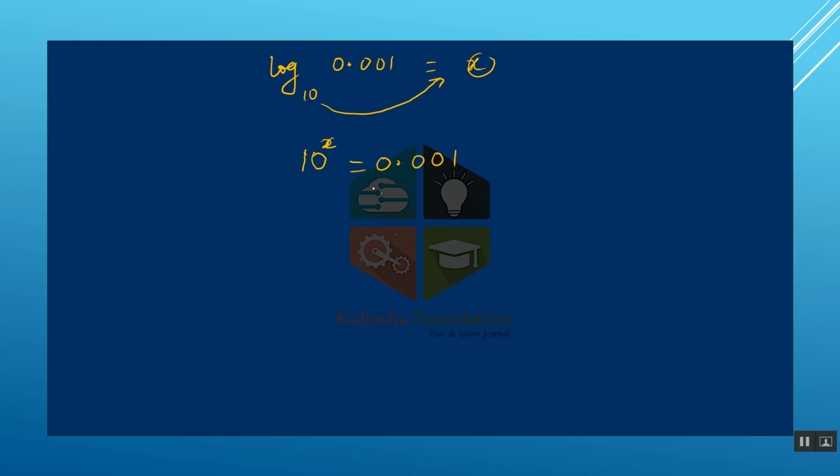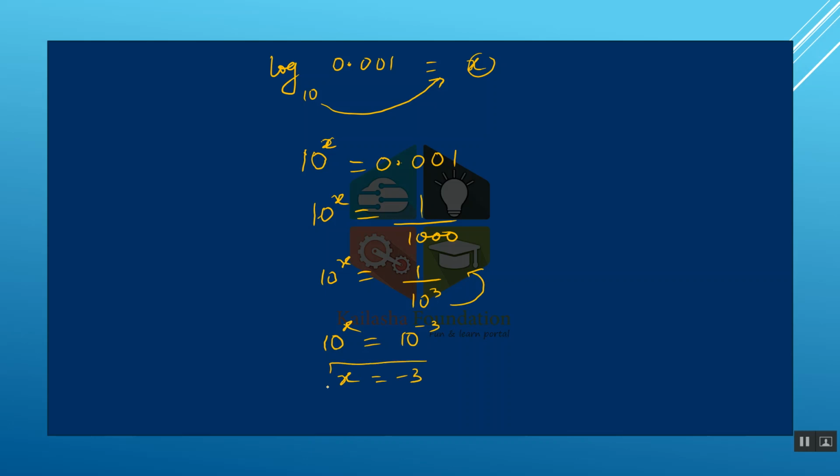so now it seems very easy, because 10 raised to the power x is equal to 1 by 1000. 10 raised to the power x is equal to 1 by 10 raised to the power 3. 10 raised to the power x is equal to 10 raised to the power minus 3, because when we take this upside, then the power becomes negative. x is equal to minus 3.